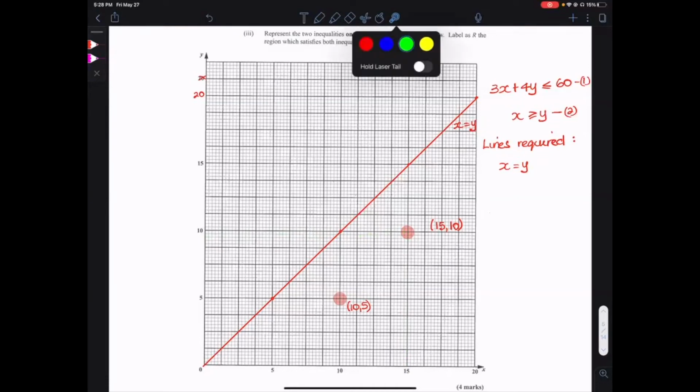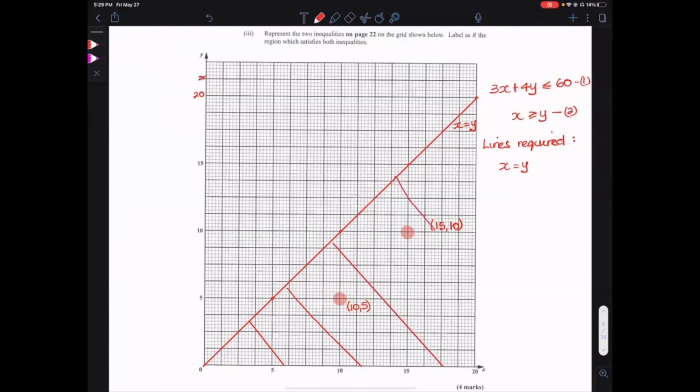Now, which number is bigger here, the x coordinate or the y coordinate? The x. So therefore, this region here is x greater than y. This region here is x greater than y, because as far as I know, the x value is bigger. Do you all understand that so far? Yes.